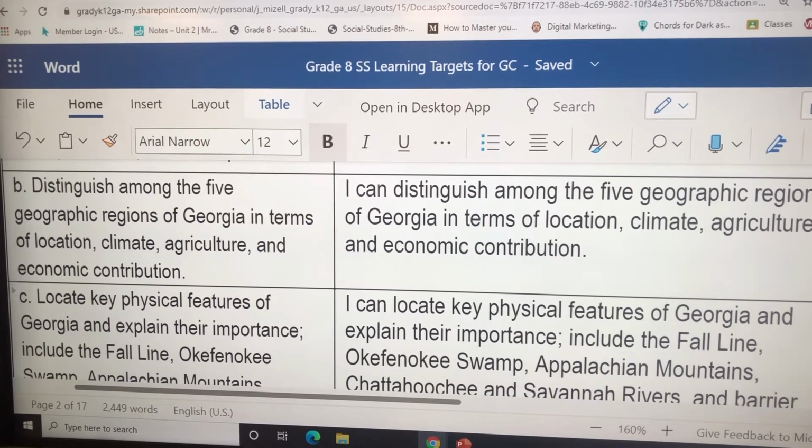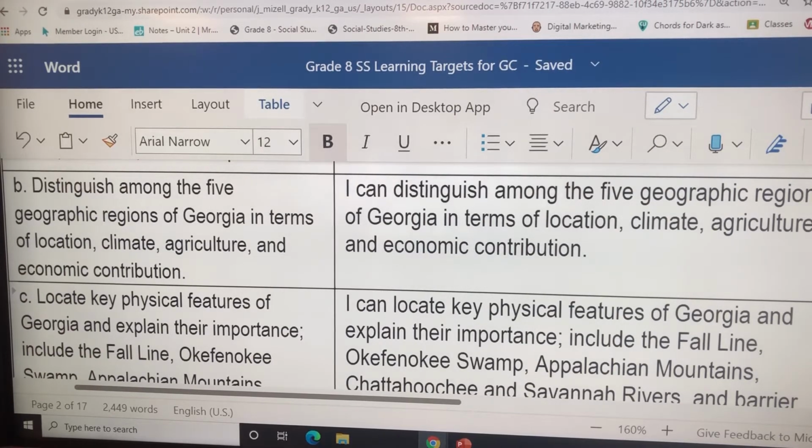As you can see, we'll be talking about more of Georgia's geography. The standard, of course, says that we're going to distinguish among the 5 geographic regions of Georgia in terms of location, climate, agriculture, economic contributions. We're also going to do element C, and we're going to locate the important physical features in Georgia.